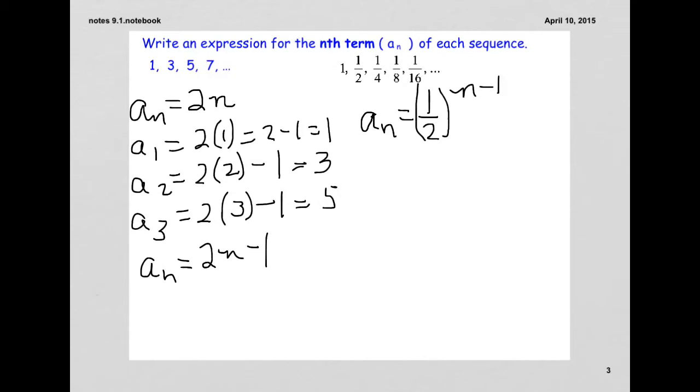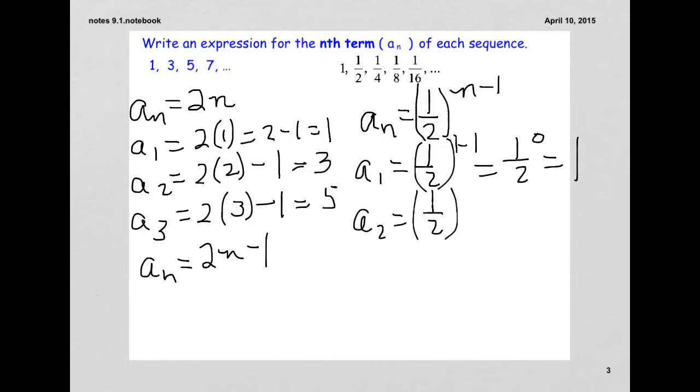Let's see if that works. So a sub 1 gives me 1/2 equals 1/2 to the 1 minus 1, which is 0, so that's 1/2 to the 0 power, which we know is 1. Let's try a sub 2.